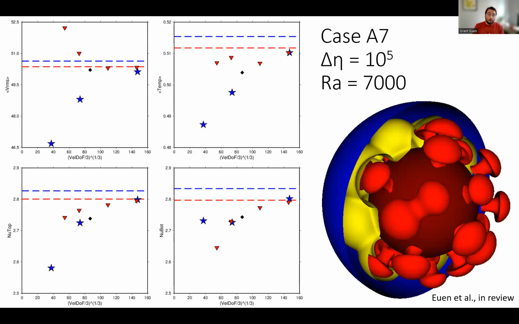Case A7 is one of the more complicated cases. You can see that for root mean square velocity, ASPECT and CitcomS actually take slightly different solution paths, but ultimately they end up at very similar values. The remainder of the values are not quite as varied as that one. The solution paths are fairly similar. You can see some slight difference between the two codes a little bit more easily here.